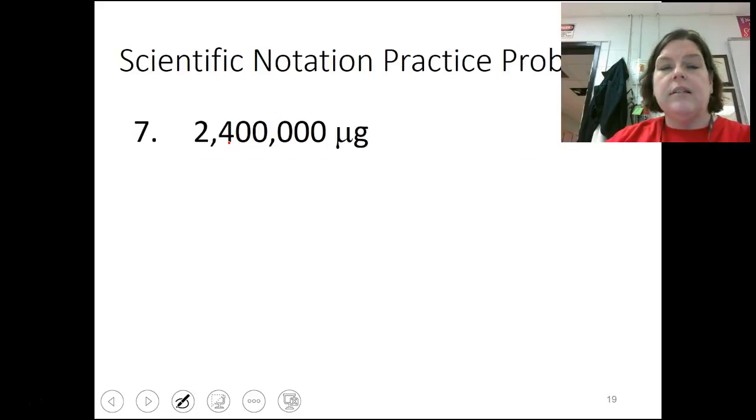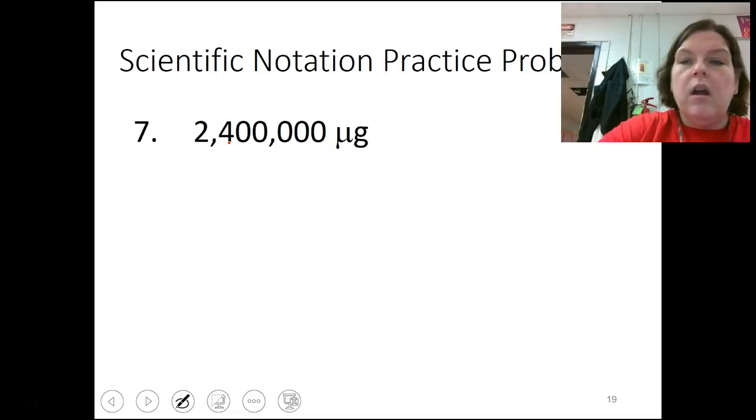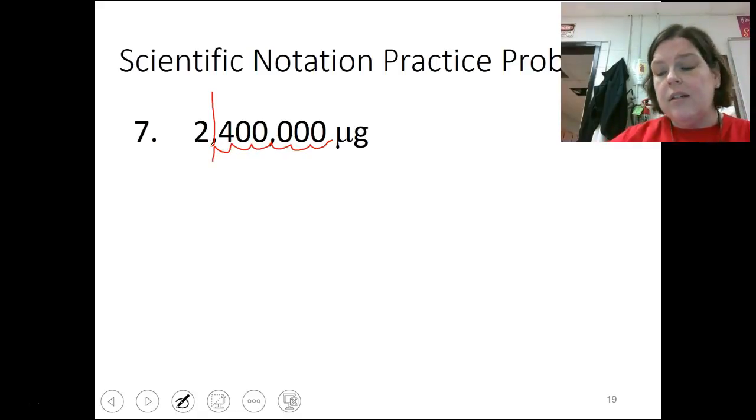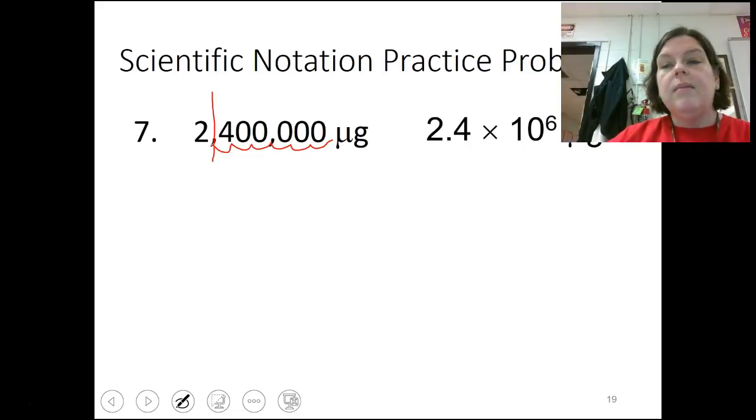Scientific notation practice, let's try. So we have 2,400,000 micrograms. What are we going to do? Well, remember, we need our number that is greater than or equal to 1, but less than 10. So our decimal point is going to go right there. What does that mean? We go 1, 2, 3, 4, 5, 6 places to the left. That's positive. So we're going to end up with 2.4 times 10 to the 6. Why don't we include any of those zeros? They're not significant. There is no decimal and they're trailing zeros, so we're good.